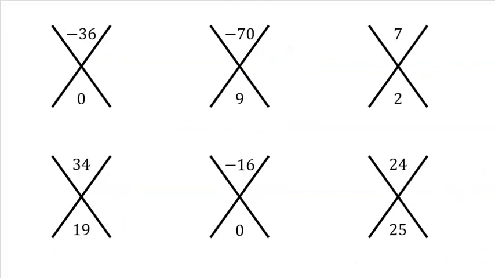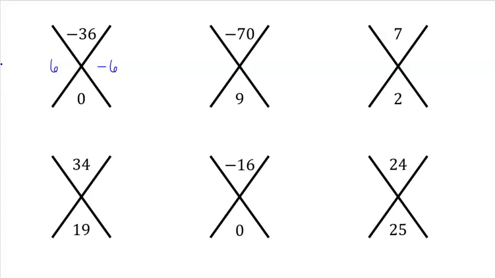Now let's go ahead and try some more. These are going to be the last ones. We've got -36 and 0. I know 6 times 6 gives me 36, and then 6 minus 6 gives me 0. If this was a positive 36 at the top, it wouldn't work.